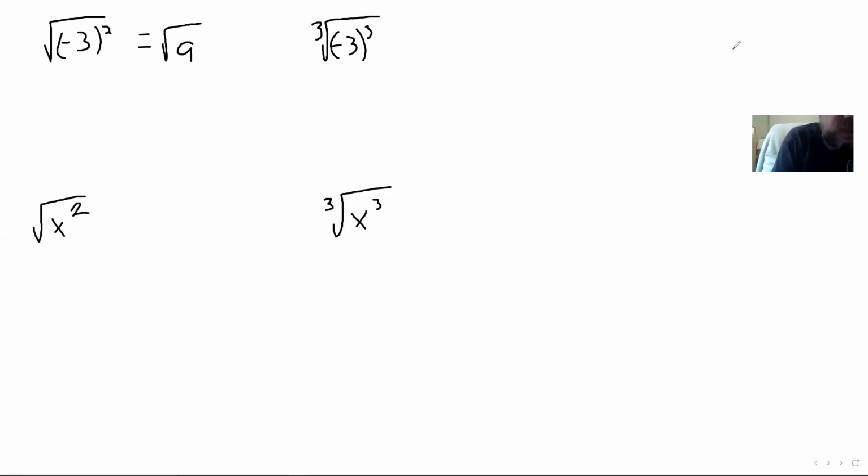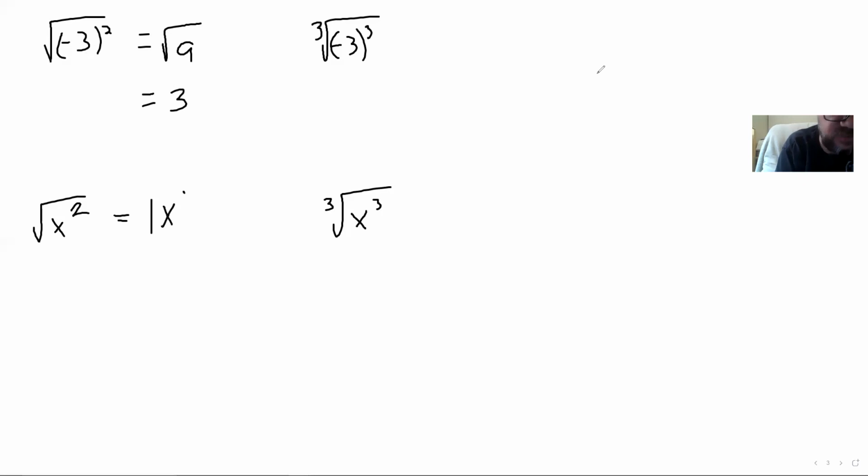Well, the square root of 9 is 3. So when I have this negative 3 in here to start, I end up with a positive 3 at the end. So if I'm doing something like the square root of x squared, that doesn't just cancel out. What you get is the positive version of whatever you put in.